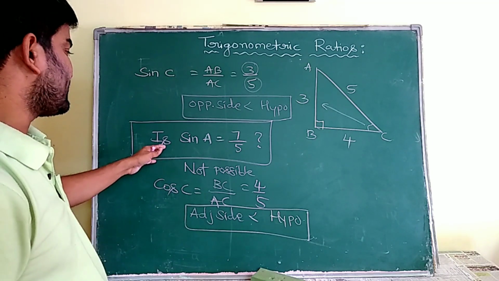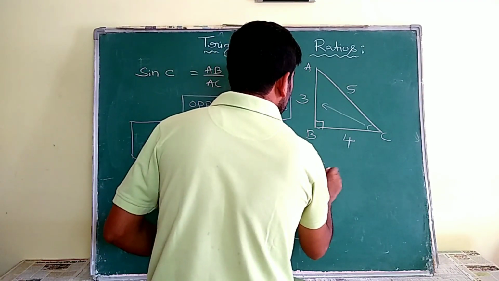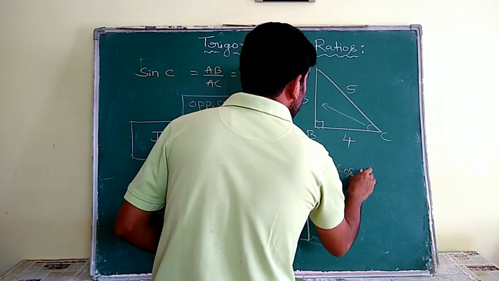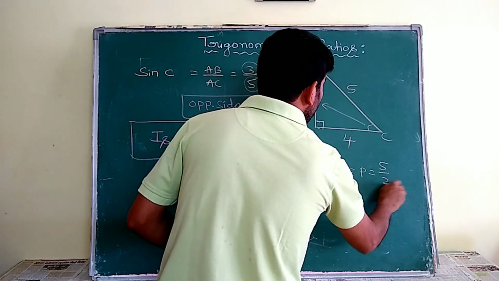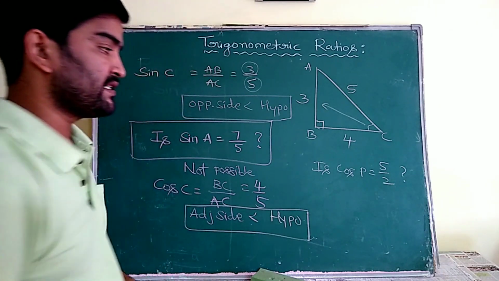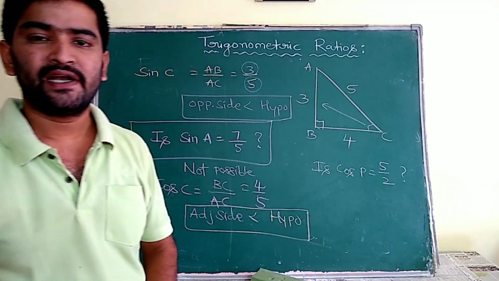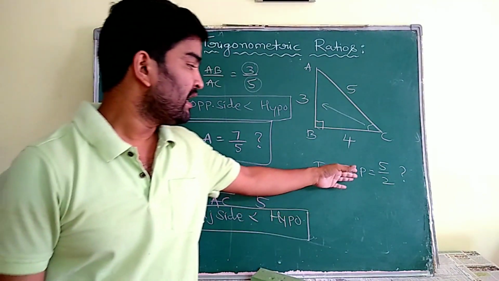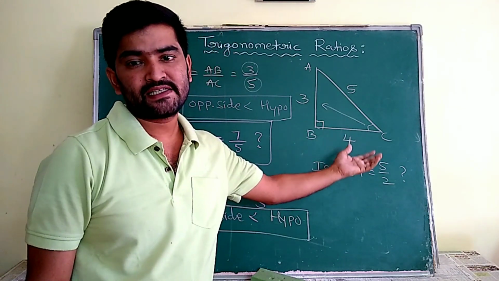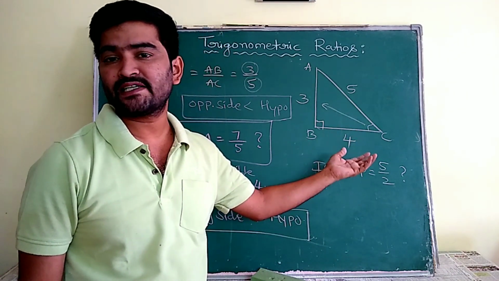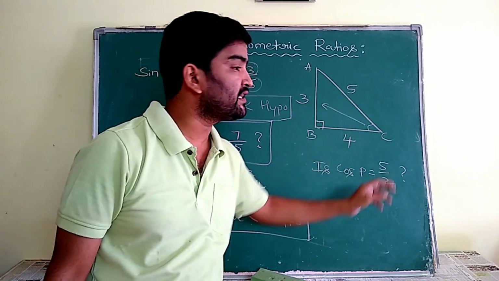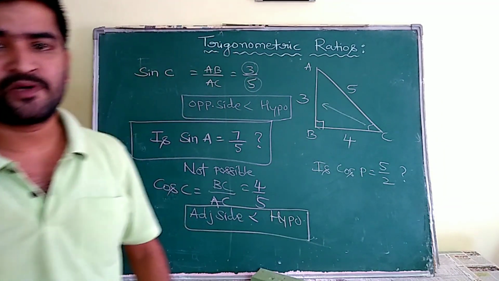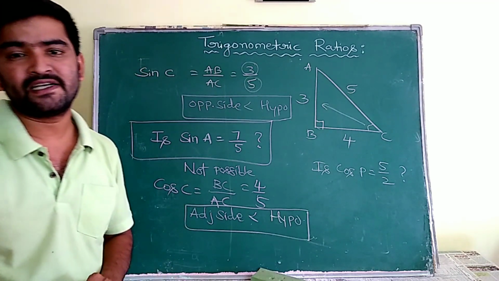For example, you may be asked: is cos P equal to 5 by 2? It is also not possible. Why? Because cos P means adjacent side by hypotenuse, and the adjacent side is always less than the hypotenuse. But here the adjacent side is more than the hypotenuse, so it's not possible. So cos value never exceeds 1.